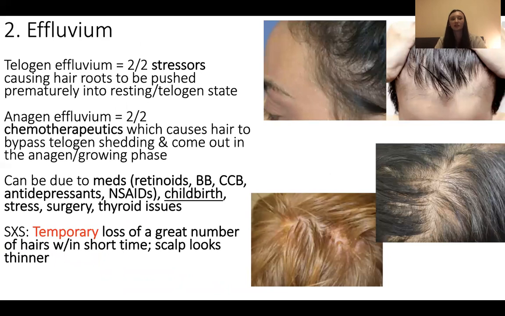So telogen effluvium or anagen effluvium. With telogen, stress is causing the hair roots to be prematurely put into that resting phase. Anagen is due to chemotherapeutics, so it bypasses the telogen phase and the hair comes out in the growing phase. It can be due to meds, like we said, chemo, childbirth stress, thyroid issues, and it's a temporary loss of number of hairs. So the scalp looks thinner. Top are the telogen, bottom anagen.